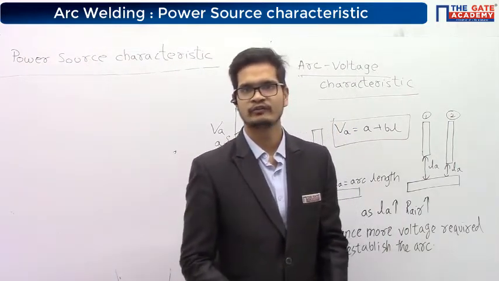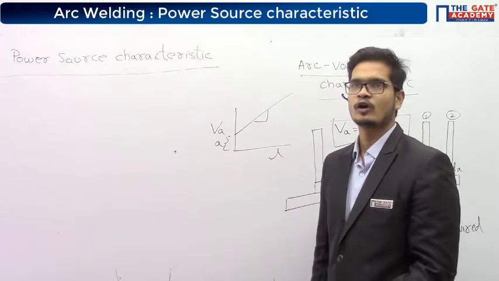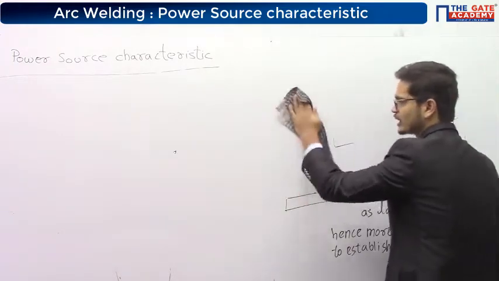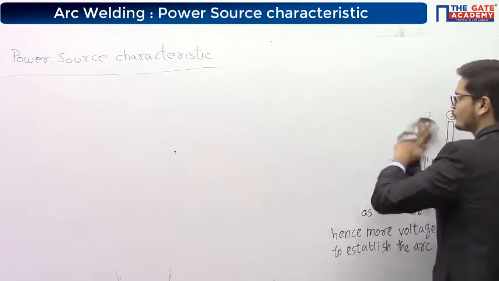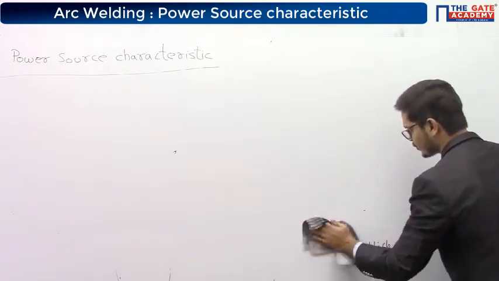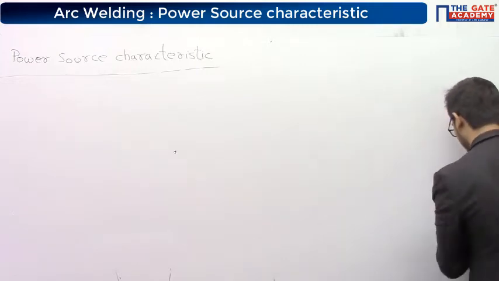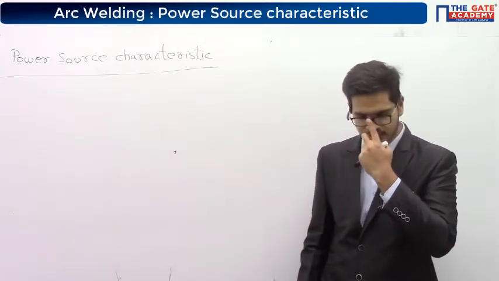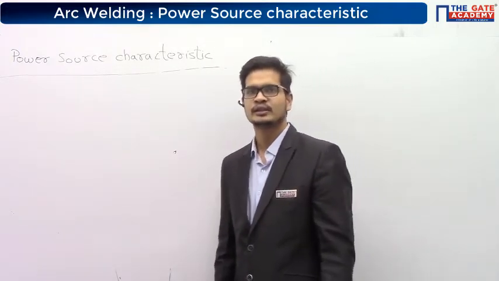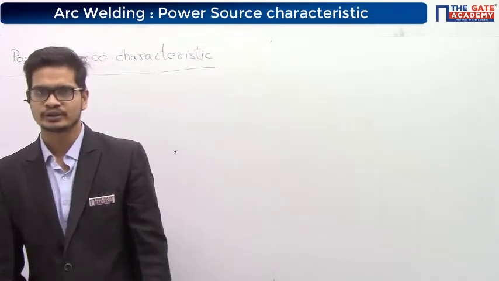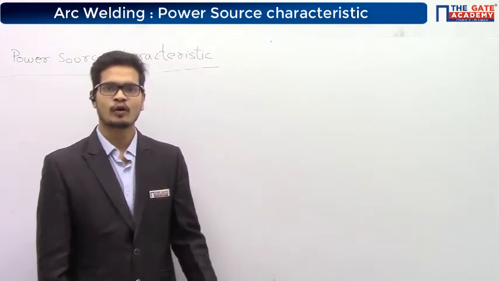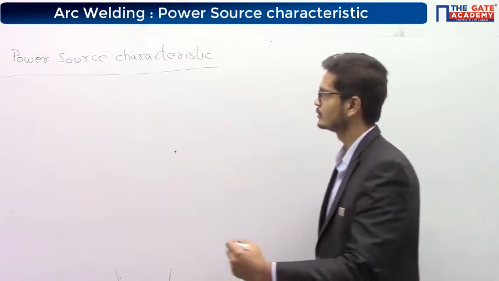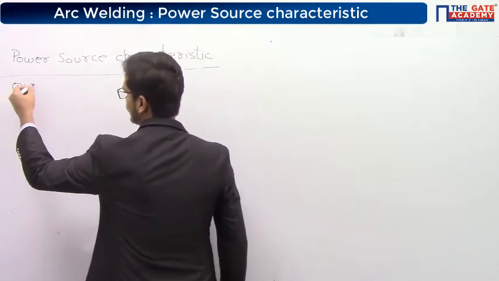which maintains constant current even if the arc voltage is changing. This power source is called a constant current power source. Okay. So first let us see what is constant current power source.